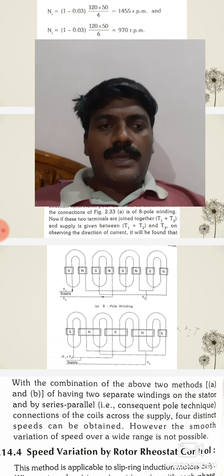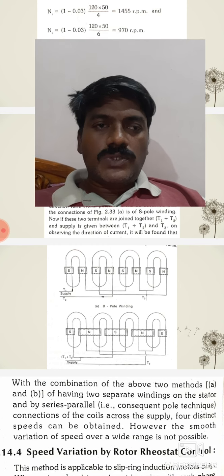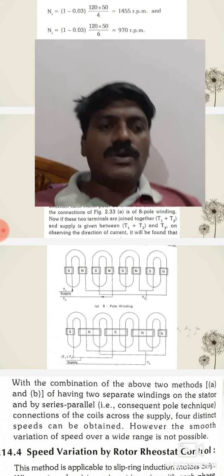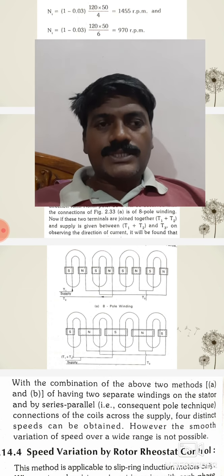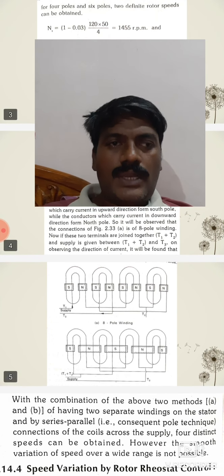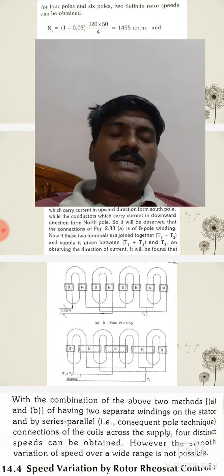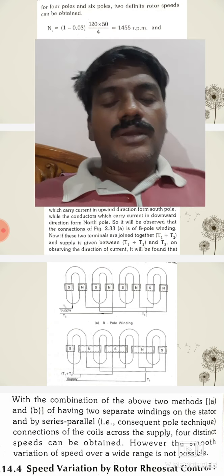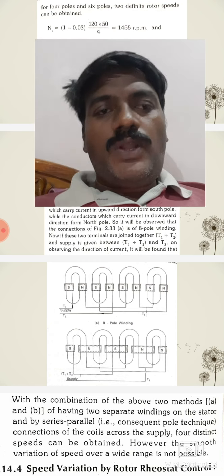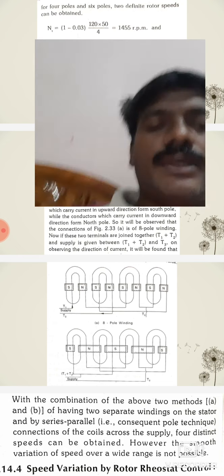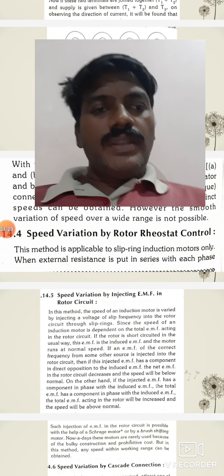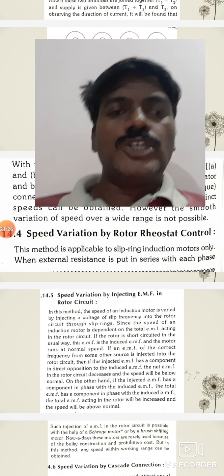From the rotor side, the methods are by rotor rheostat control method, by injecting EMF in the rotor circuit, and third one is by cascade connection. We can control the speed of a three-phase induction motor by these methods. Speed variation by rotor rheostat control method.